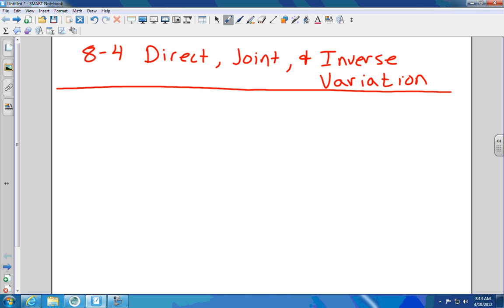So there are 3 types of variation. All of these are comparing things, like depth and pressure is one that they use in your homework. The deeper that you go down in the water, what happens to the pressure? It increases. So those are varying together. One changes the same as the other does. So that's what we're talking about with variation.